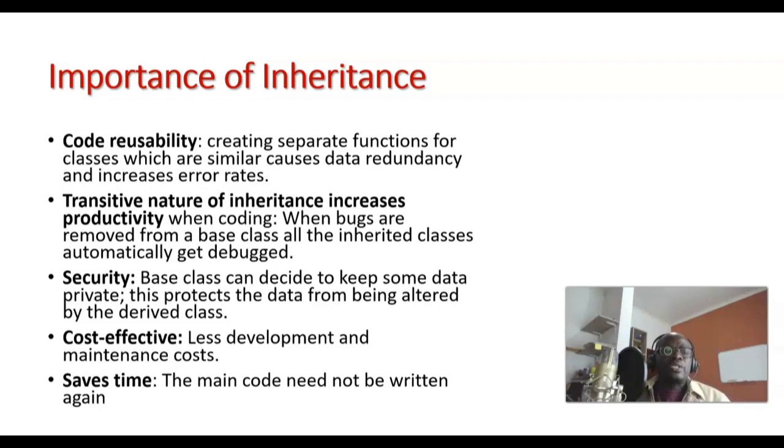So whatever errors we're seeing in the child class, when we debug the parent class, that debugging also applies to the derived classes. The other thing borders on security. A base class can decide to keep some data private. This protects the data from being altered by the derived class. We'll learn more about this, especially as we move on into the second part. But for today, let's look at this first part.